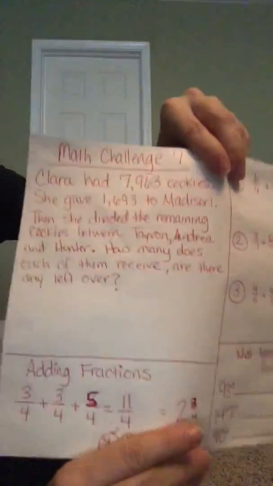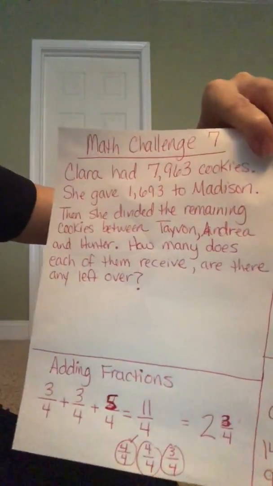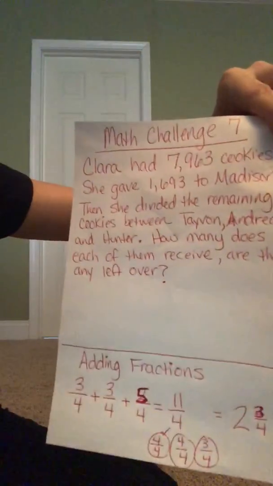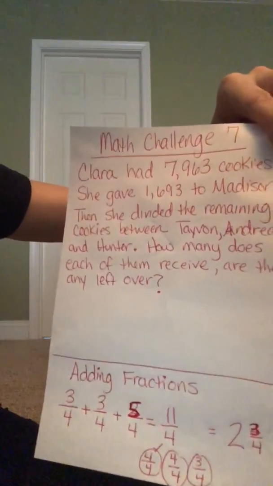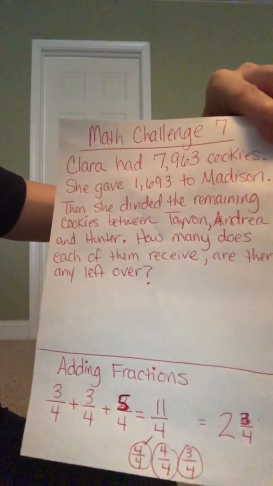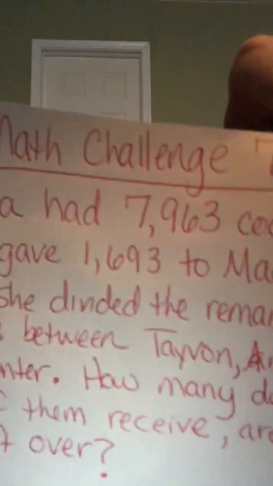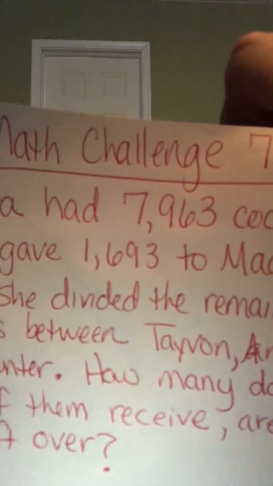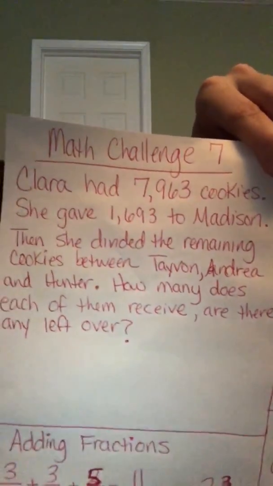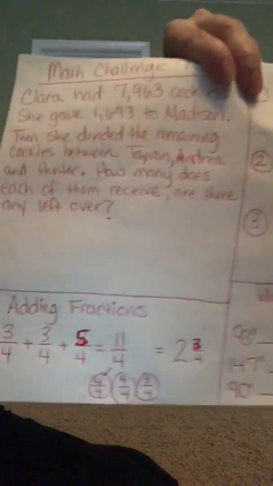Okay, the first one we are working with is a word problem. Clara had 7,963 cookies. She gave 1,693 to Madison. Then she divided the remaining cookies between Tavon, Andrea, and Hunter. How many does each of them receive, and are there any left over? Okay, so again, I'll zoom in on those numbers so we make sure we're getting them down correctly. This is a 2-step problem because first she's giving some of those cookies away before she divides them up between the other friends.